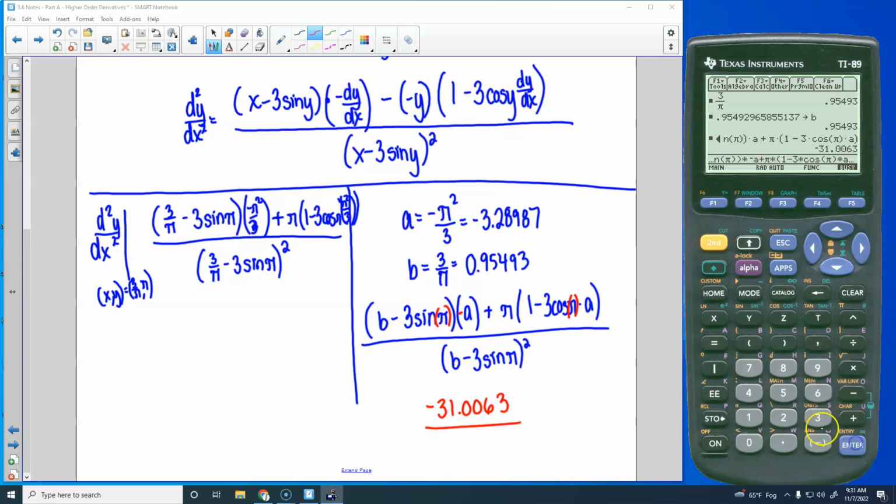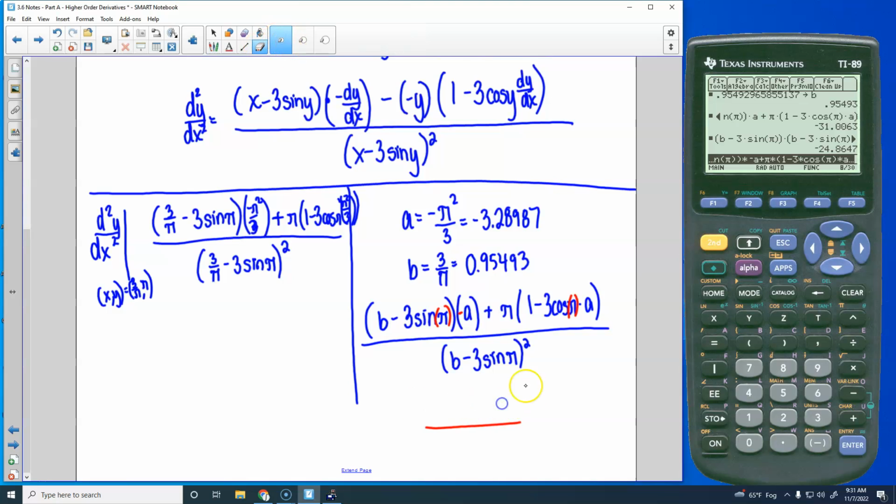Negative A. Is that what you got? For just the numerator, or did you do just the numerator? I typed in the entire thing. Okay. Alright, let's see if we get the same thing in the end. Alright, so I got negative 24.8647 now.